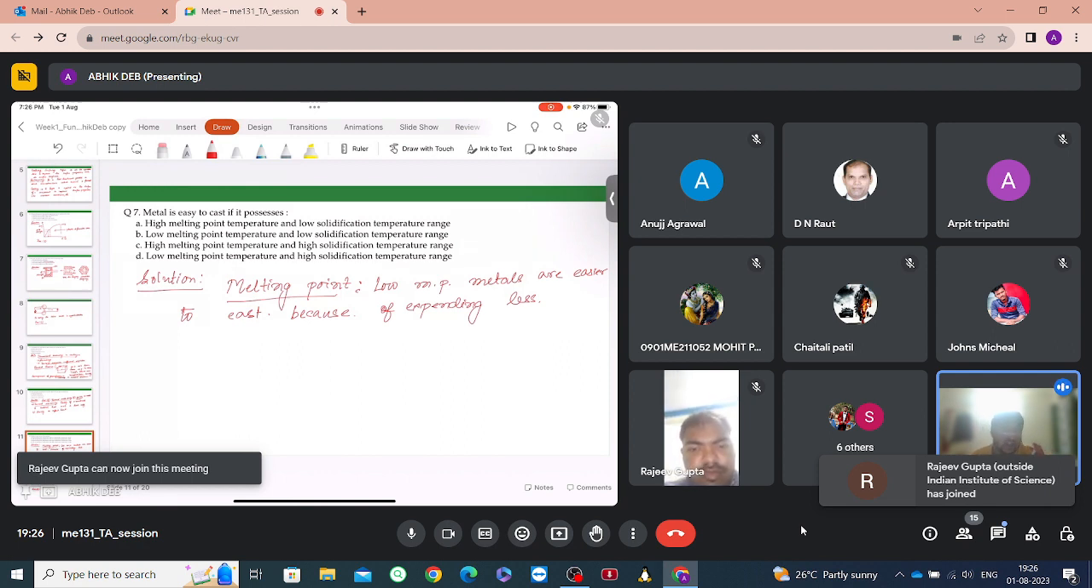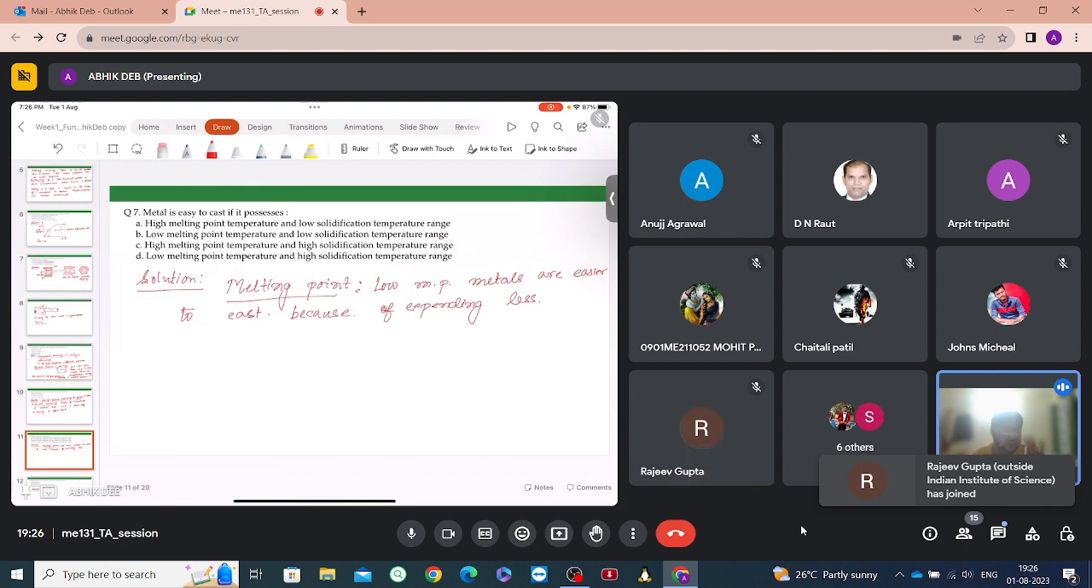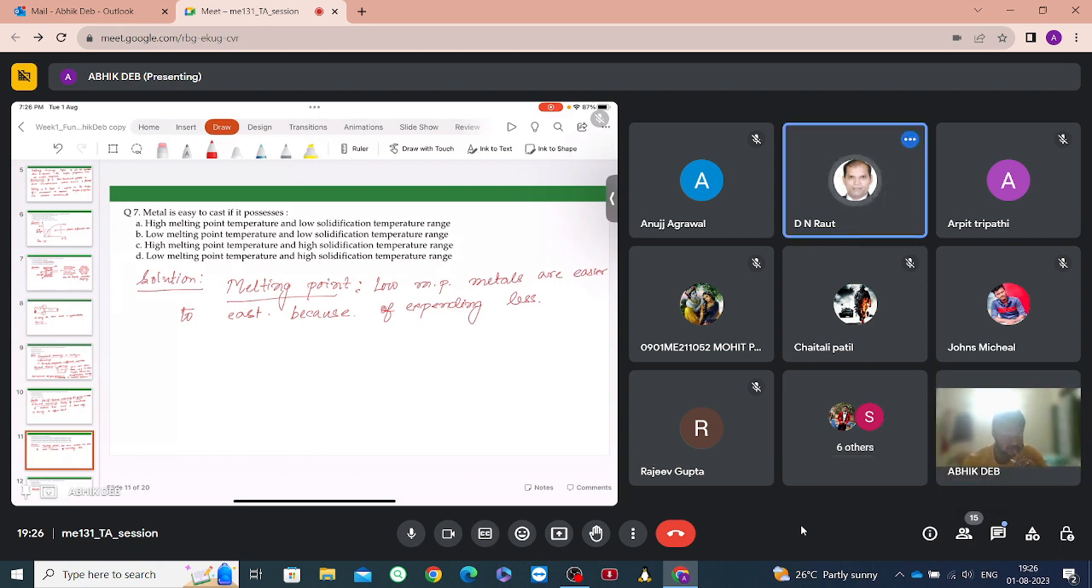What is the definition? What is the physical meaning of this solidification temperature range? Do you have any idea about this? The time it is going to take to solidify the material. Okay. I think that you were confused between solidification time and the solidification temperature range. Those two are different.